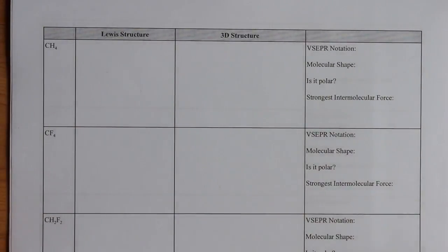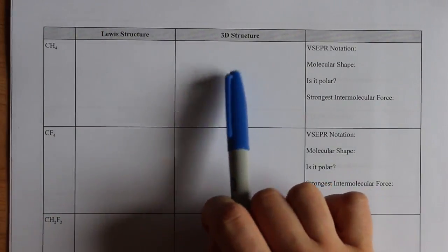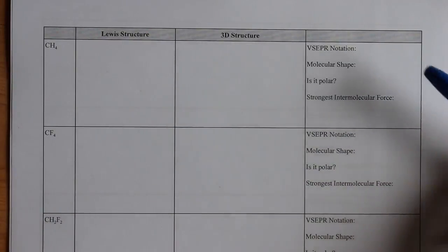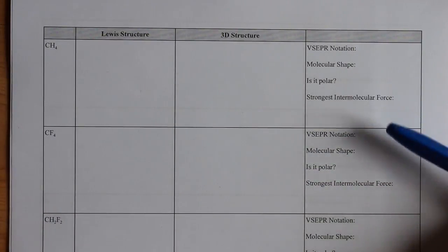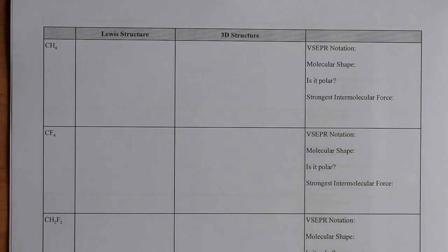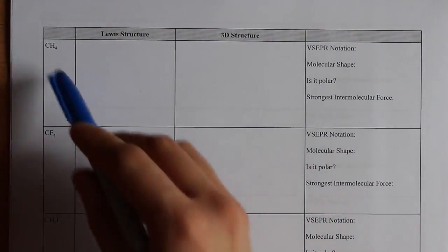Today's the day. We are doing a VSEPR mega video. I'm going to draw 36 Lewis structures, 36 3D structures to complement them, and figure out the VSEPR notation, the molecule shape, whether or not it's polar, and what the strongest intermolecular force is between the molecules, all based on a Lewis structure. 36 of them, let's get started.